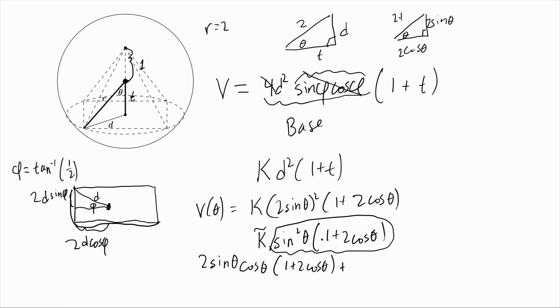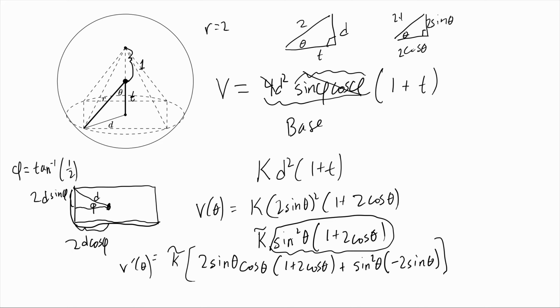Then plus, we're going to get sine squared theta as is times the derivative of this part. The 1 goes away, but then we're left with negative 2 sine theta. So if you put the k tilde back in, that would be equal to v prime of theta. Okay, so we want to see where this is equal to 0.